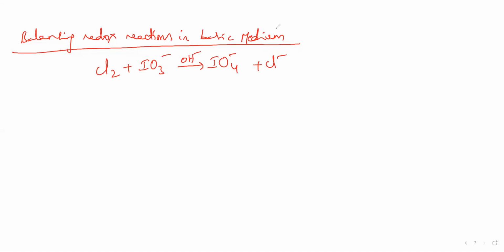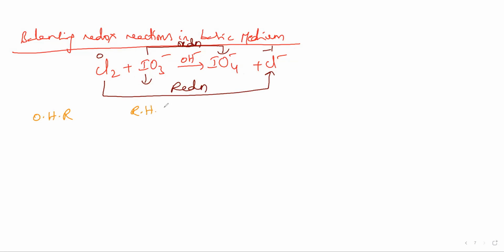So only one step changes. Here it is zero oxidation state. Here chlorine is minus 1. 0 to minus 1: decrease in oxidation state, that is reduction. Obviously, the other will be oxidation. Then segregate: oxidation half reaction, reduction half reaction.